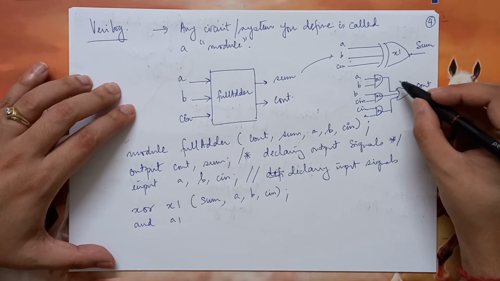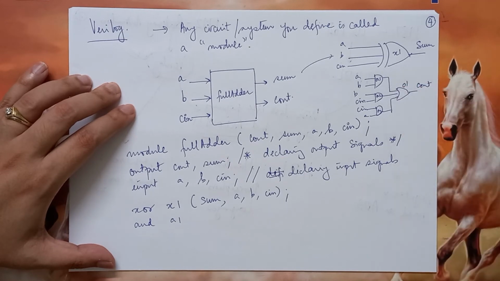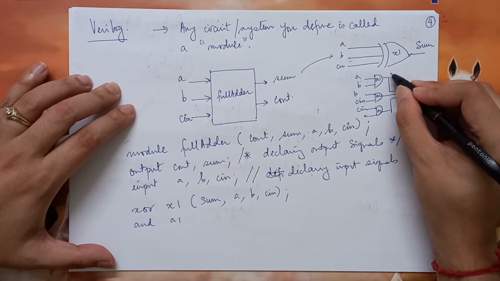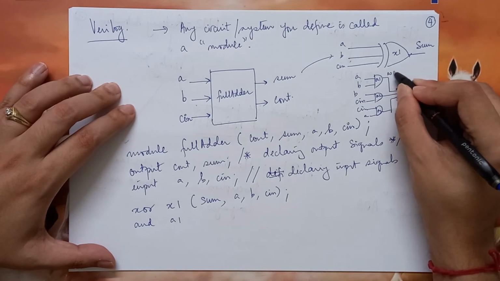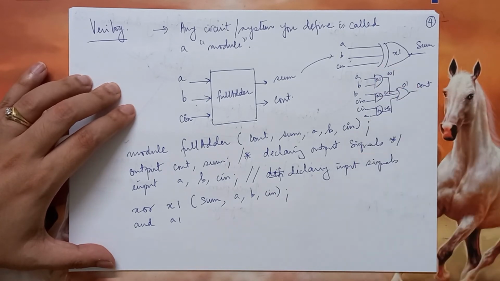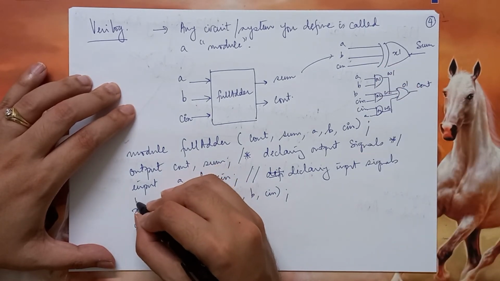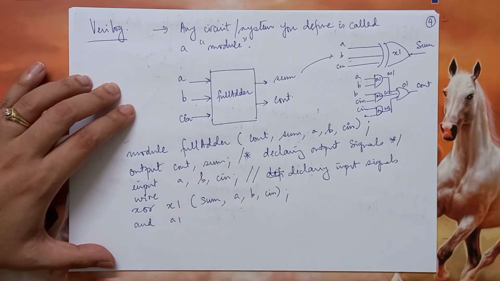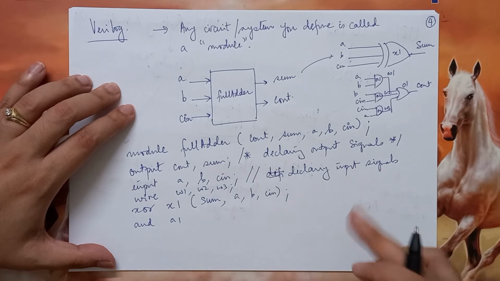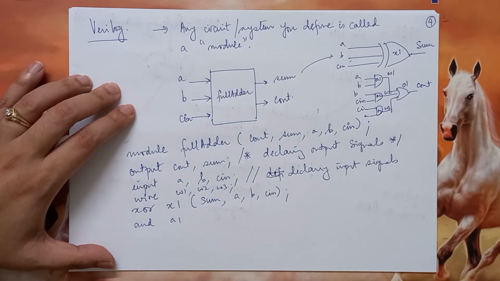What I'm seeing is that there are these three outputs. So let's call these some intermediate signals like w1, w2 and w3. These also have to be declared. We will call them wires. Wire w1, w2, w3. So intermediate signals can be called wires. Even wire is a keyword.